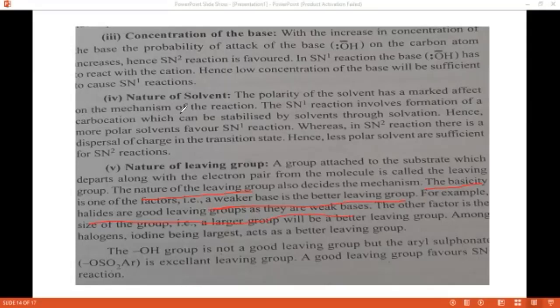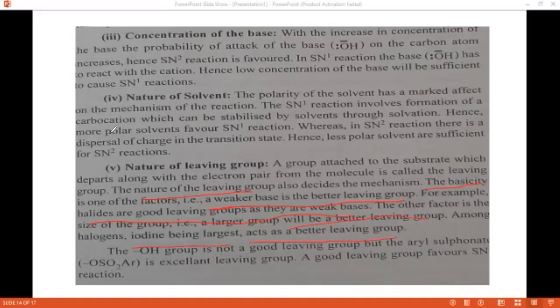The other factor is the size of the group. The larger size group will be the better leaving group. Among the halogens, fluorine, chlorine, bromine and iodine, iodine is the largest in size, so it acts as the better leaving group.